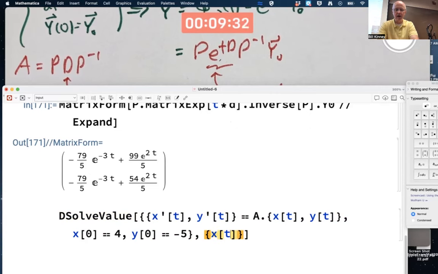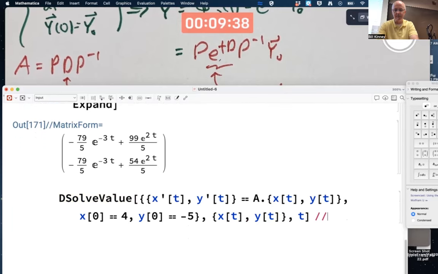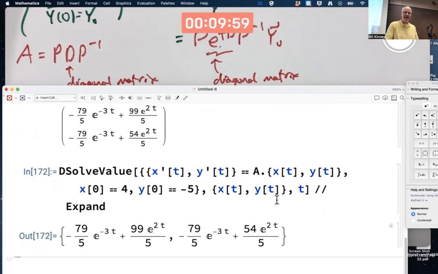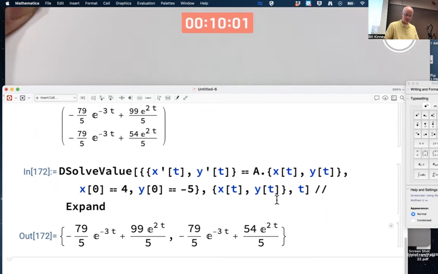Solve for x(t) and y(t), with t being the variable, and probably we need to expand it or simplify. I'll try Expand. And it looks good. We have a match. Okay, so it is working. I haven't proved why it works, but it is working if you don't make a mistake. What about the difference equation?